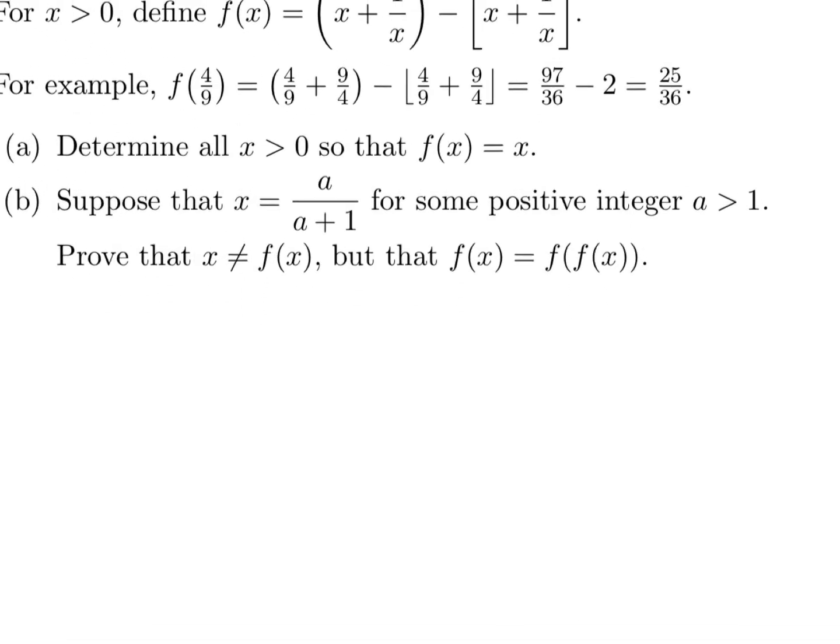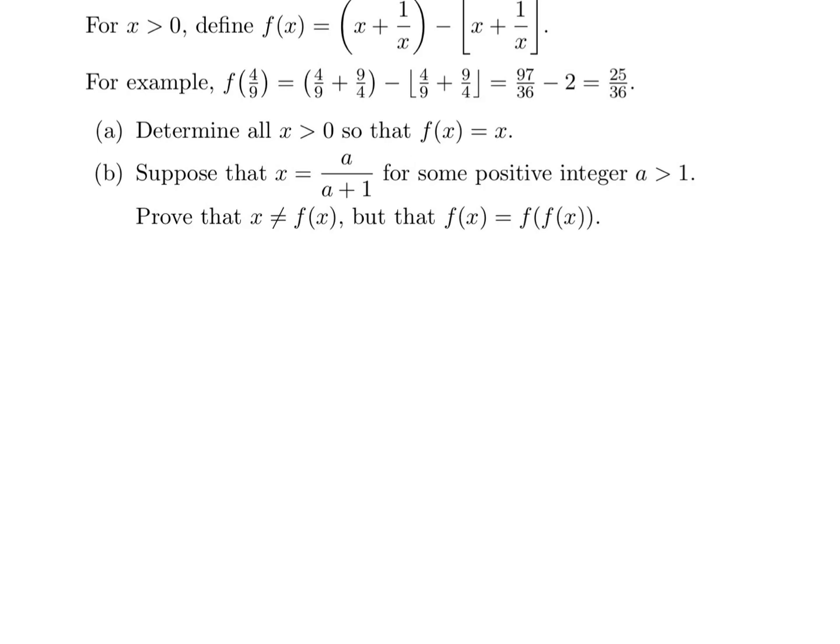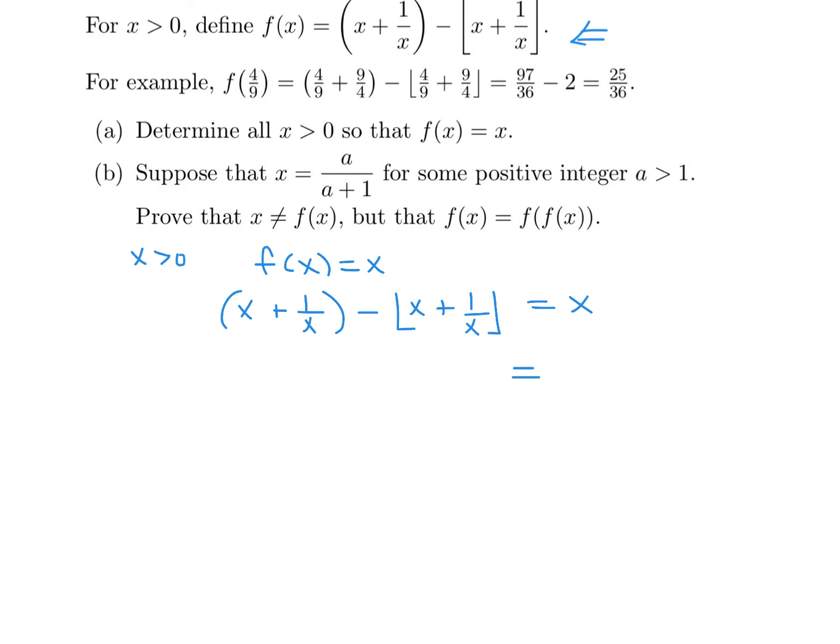Okay. So if x is greater than 0, if we set f(x) equal to x, let's see what we get. So this is f(x), so that means that we have x + 1/x, and we have minus ⌊x + 1/x⌋, and that is equal to x. Okay, so if we put the bracket on the other side, that would mean ⌊x + 1/x⌋ goes here, and then if we put the x on the other side, it cancels with this x, so you just get 1/x like that.